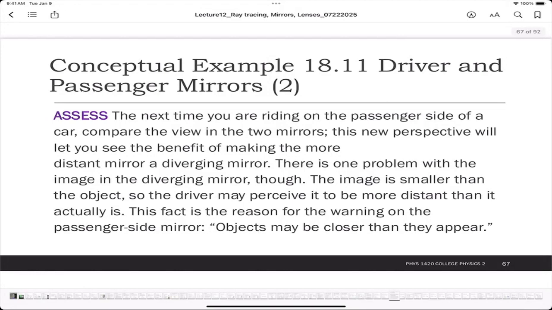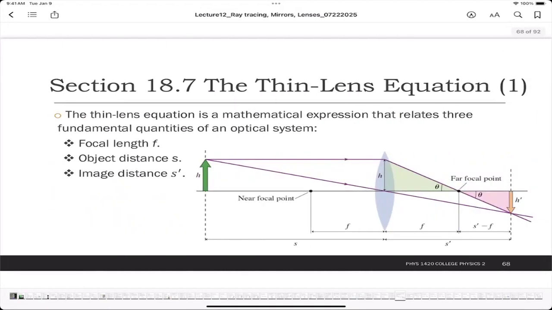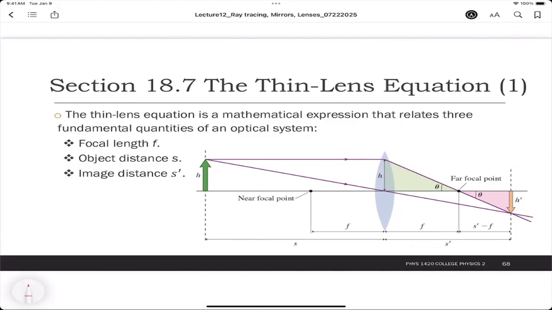Okay, let's talk about the other term. We call it the thin lens equation. Let's talk about what the thin lens equation is.